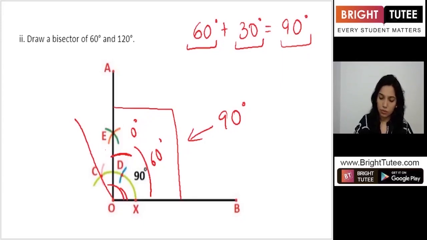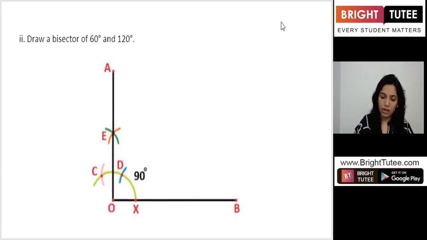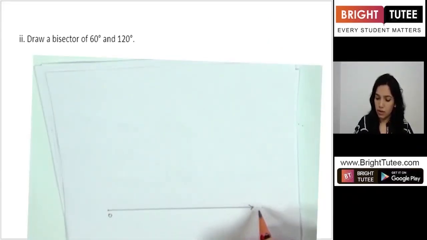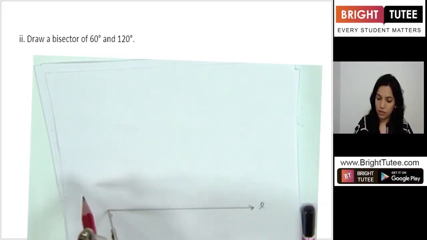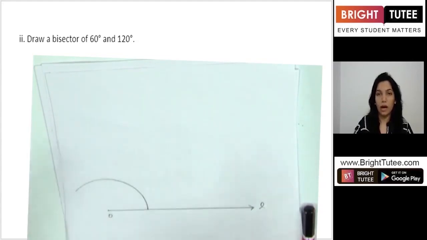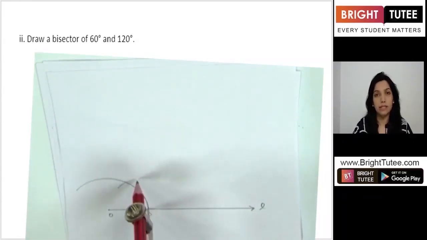Let's recollect what we did in order to draw the 90 degree angle by drawing the bisector of 60 and 120. So first of all, we draw a line. Here we have marked a point O. Keeping any suitable radius for the compass, draw a big arc. Don't disturb the opening. Make an arc over here. It will be 60 degrees.